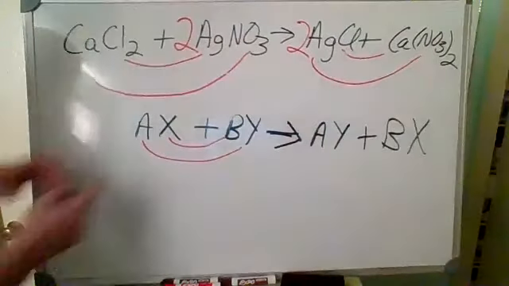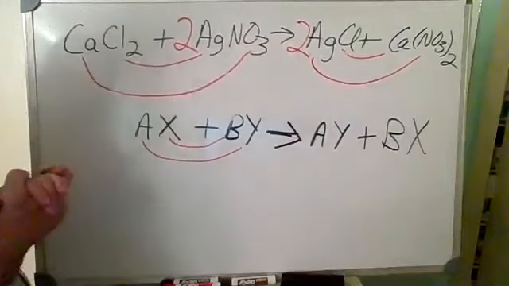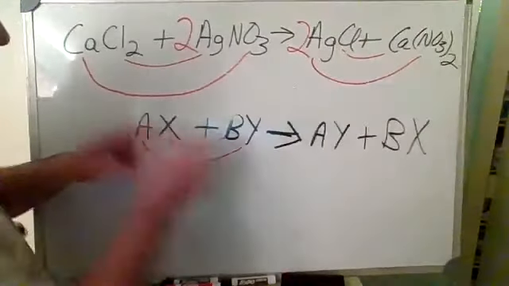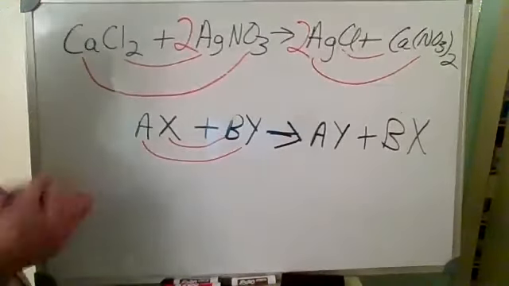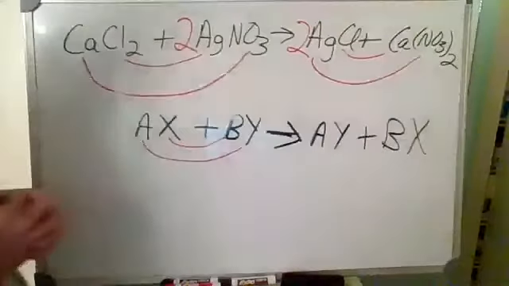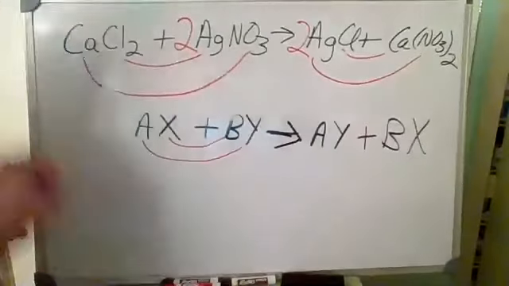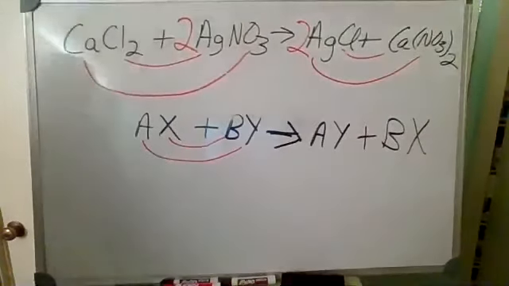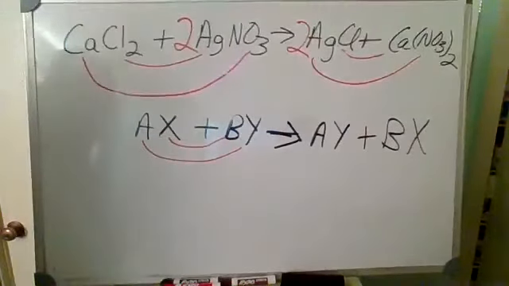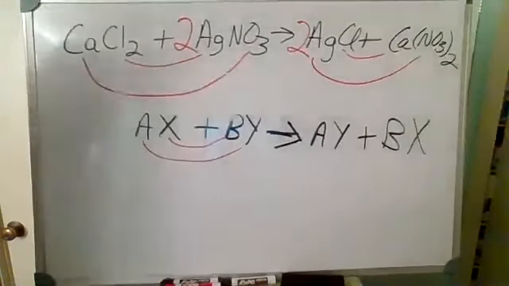So that's what's happening here. Think of the metal cations as the guys and the non-metal anions as the ladies. The music stops, they trade partners. They're still dancing, but they trade partners. Right, so that's kind of what a double displacement reaction is.